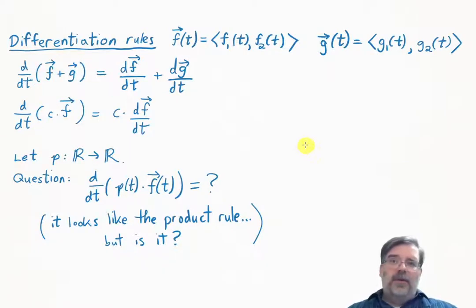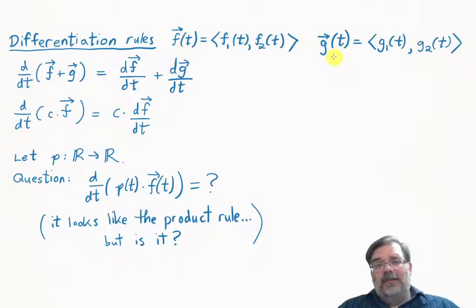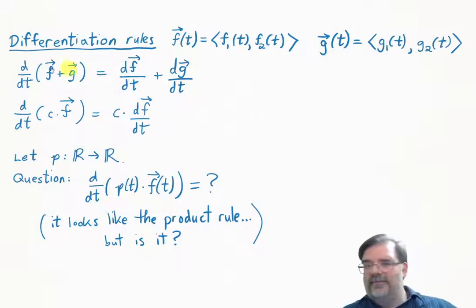Also, all the differentiation rules you learned back in Calculus 1 all apply here. So let's say we have two vector functions, f of t and g of t. And by the way, this works for vector functions in 3 dimensions as well. The derivative of a sum is equal to the sum of the derivatives, even when they're vector functions. The derivative of a constant times a vector function is equal to the constant times the derivative of that function. Okay? Here's an interesting one.